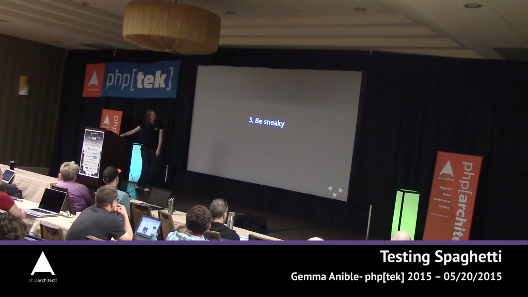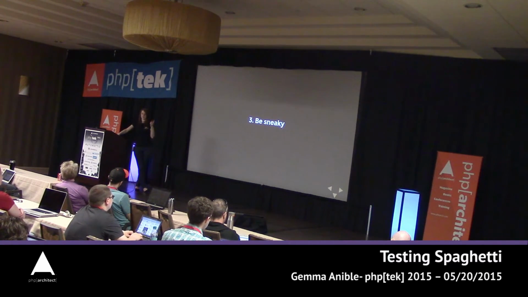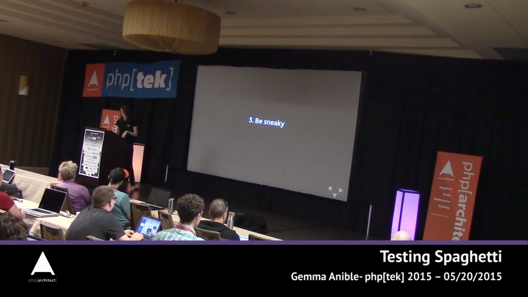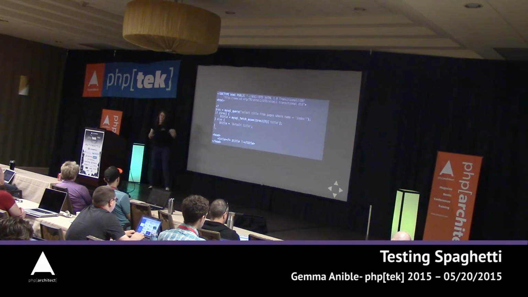So here's number 3. Let's see if I can remember. Number 1 was don't try to do it all at once. Number 2 was multitask, basically. Number 3 is be sneaky. So this is our homepage from before where we're grabbing the title from the database. I don't know why you would do that, but maybe you would.